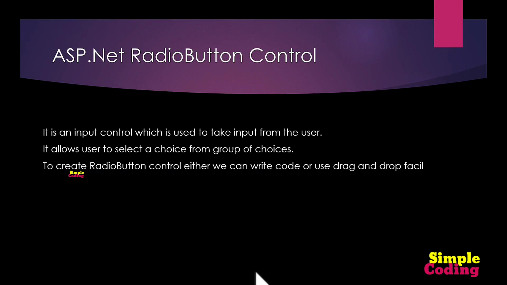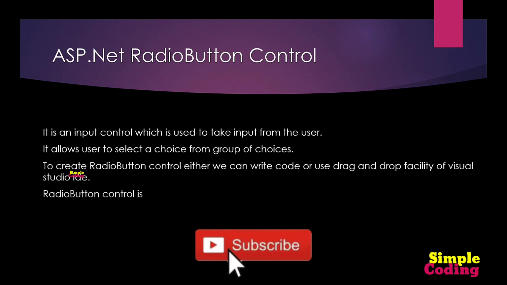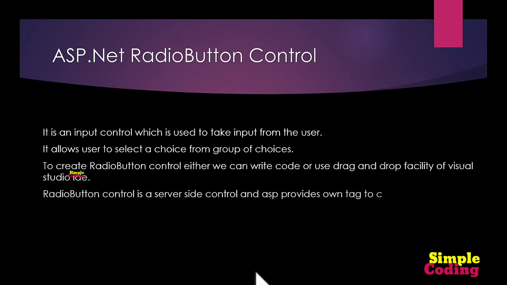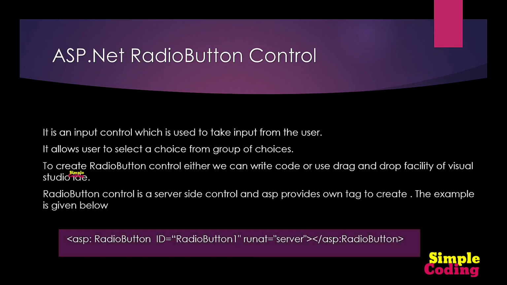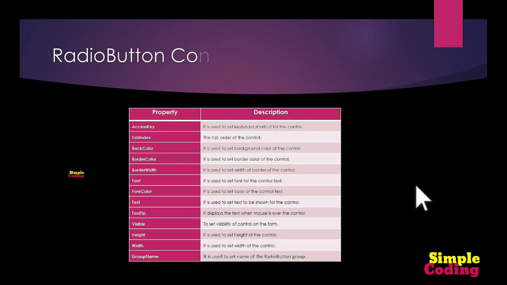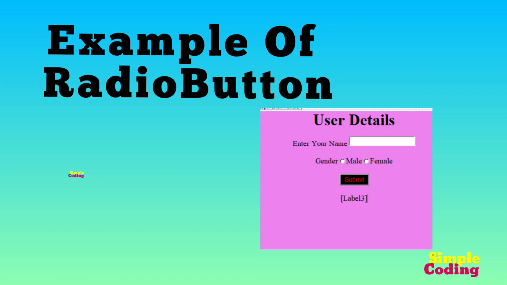Radio button control is a server control, that means it has its own tag to create. Now to create radio button control by writing code, we have to write in bracket ASP:RadioButton and we can provide as many properties as we want. And close the radio button control by writing /ASP:RadioButton. Following are the properties which can be used with radio button control. Now let us see the example of radio button control.